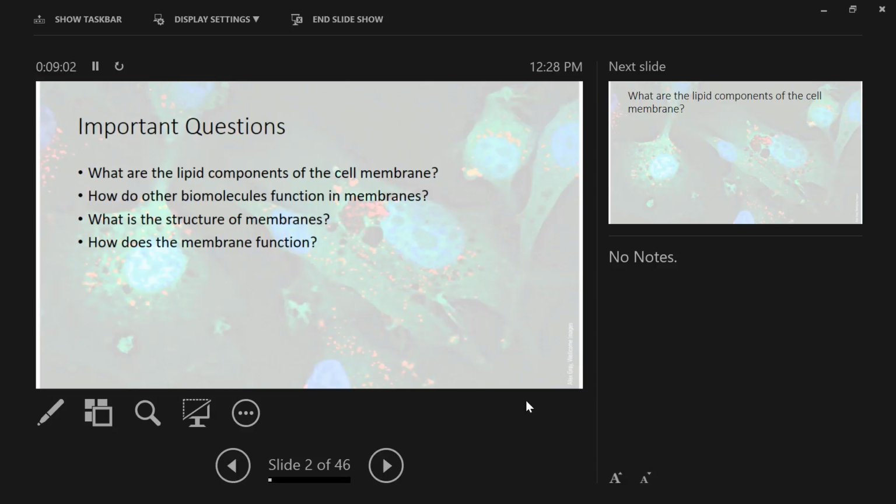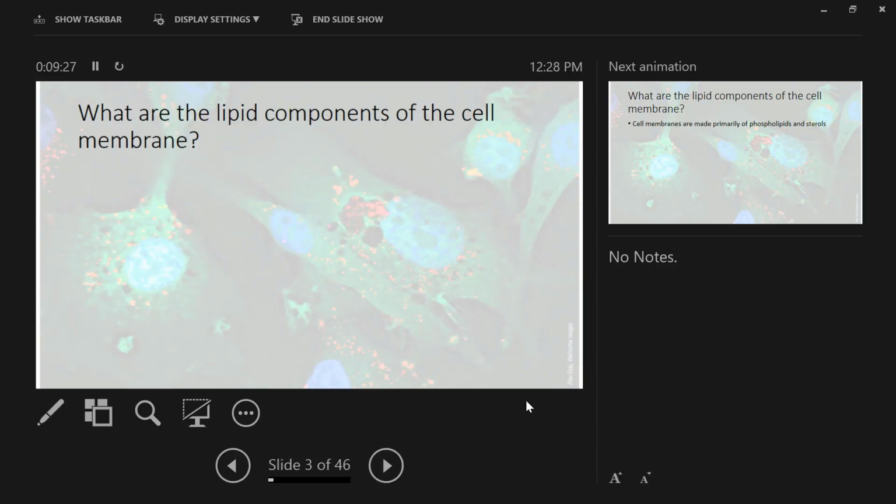All right, so our first 4 questions we need to deal with. What are the lipid components of the cell membrane? This is addressing our first quiz question. How do other biomolecules function in membranes? Carbohydrates, proteins. What is the structure of membranes? And how does the membrane function? Again, just this introductory idea to chapter 5. Wednesday's quiz will be a little more focused and a little more detailed, but still covering the same idea and the same material.